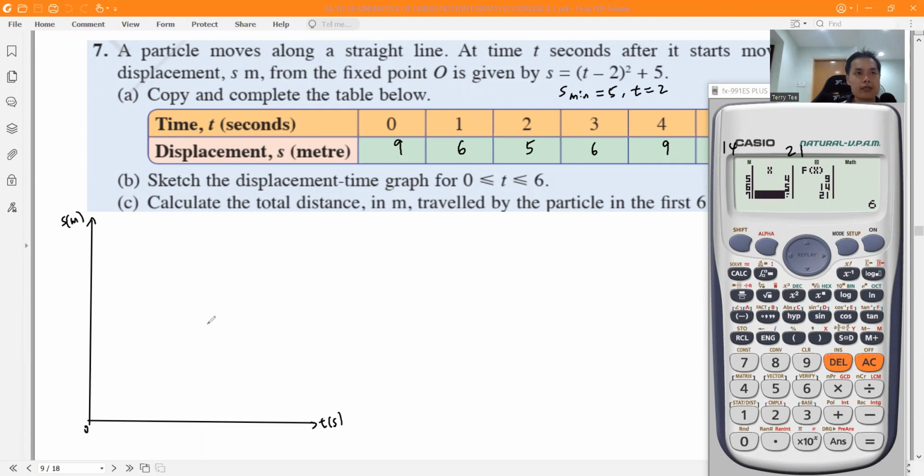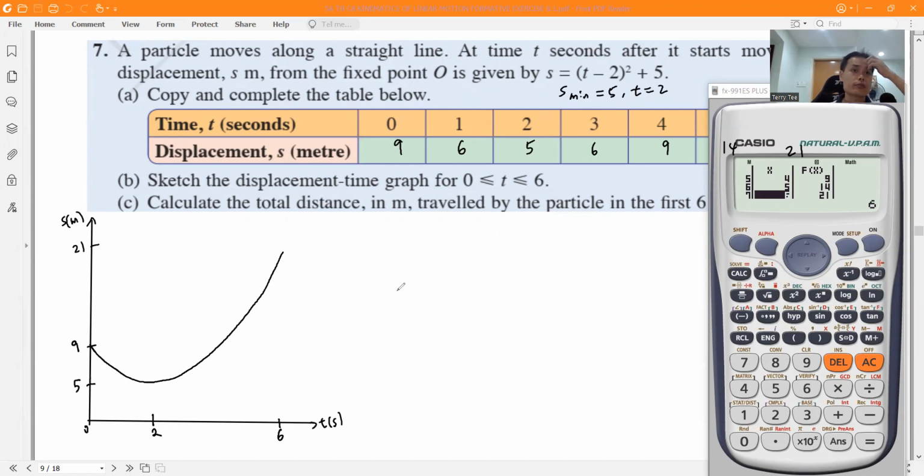It's a smiley face graph, but it starts from 9. The maximum is 21. So I'm going to put a 9 here. The lowest is 5, so it goes down and up. Just show the important points: 9, then this will be 5, at t equals 2, and at 21 your time is 6. It's a smiley face. You can draw it a bit sharper. Mine is a bit flatter because I drew the line a bit longer.